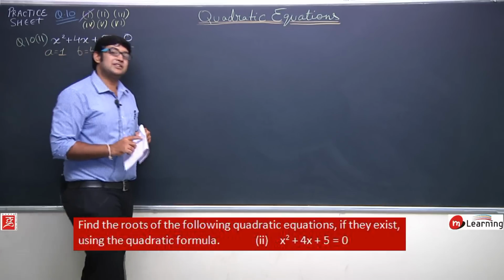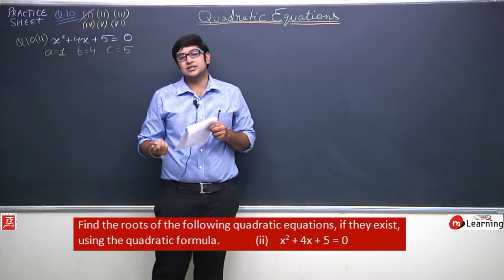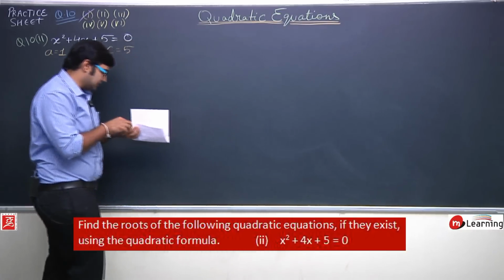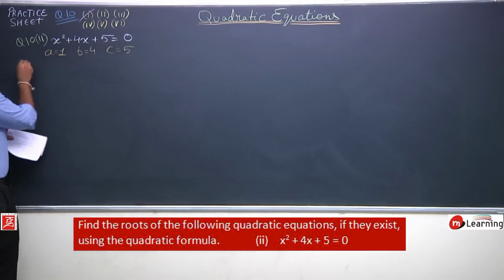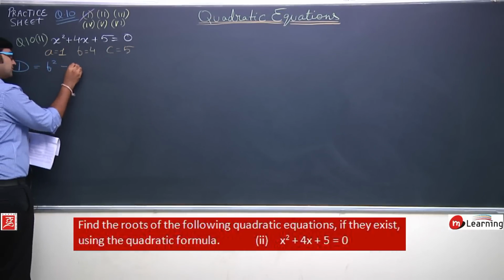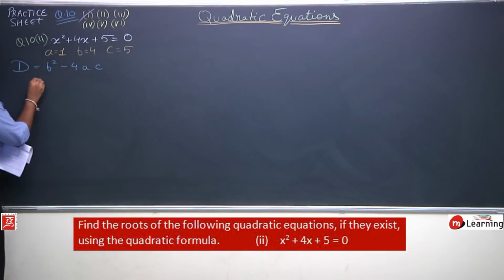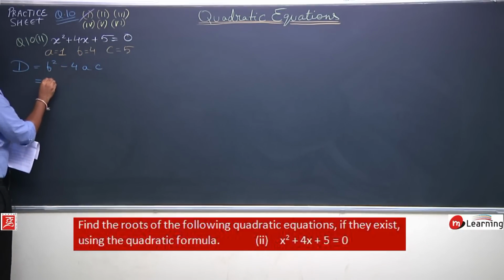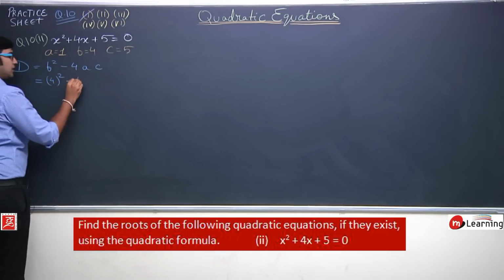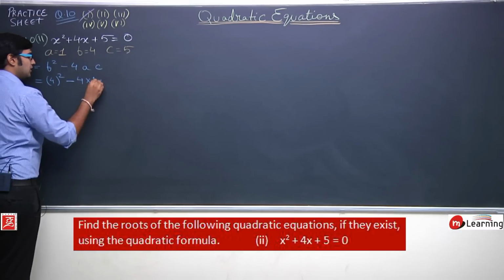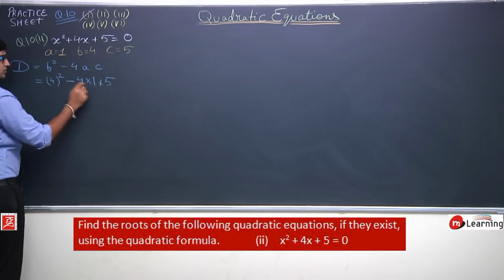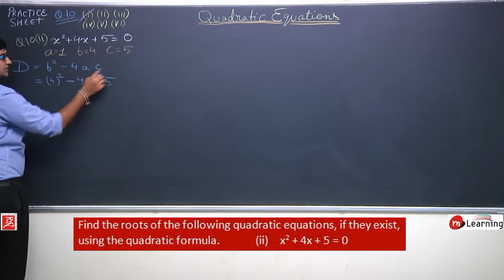Now, before solving the equation, we will check whether this equation has real roots or not. And how we are going to check this? We will determine the value of discriminant d. d is b square minus 4ac. So in place of b, I can write 4. So this will be 4 square minus 4 into 1 into 5.